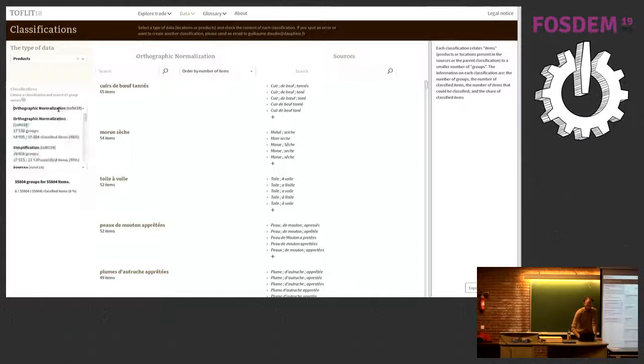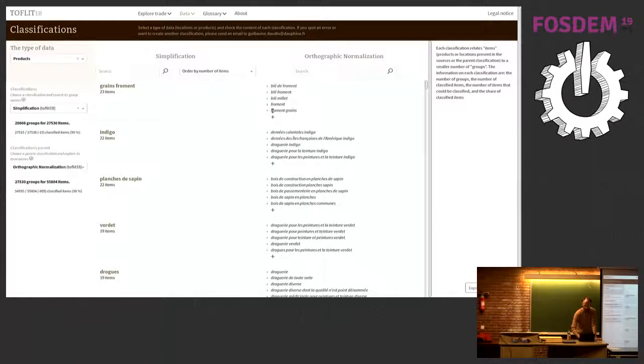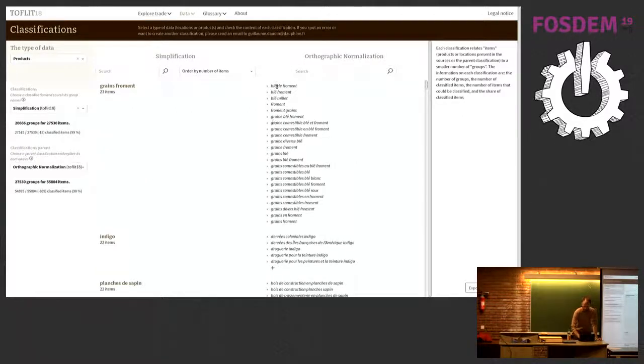And then we can also have a look at simplification. Here you can see that, for instance, for grain froment, we have 23 different items in orthographic normalization, right? We are getting one step that aggregates many more different ways to talk about grain froment. We have blé millet, blé froment, blé de froment. So it's not only orthographic differences in the same words, it's different words, sorry, talking about the same thing.